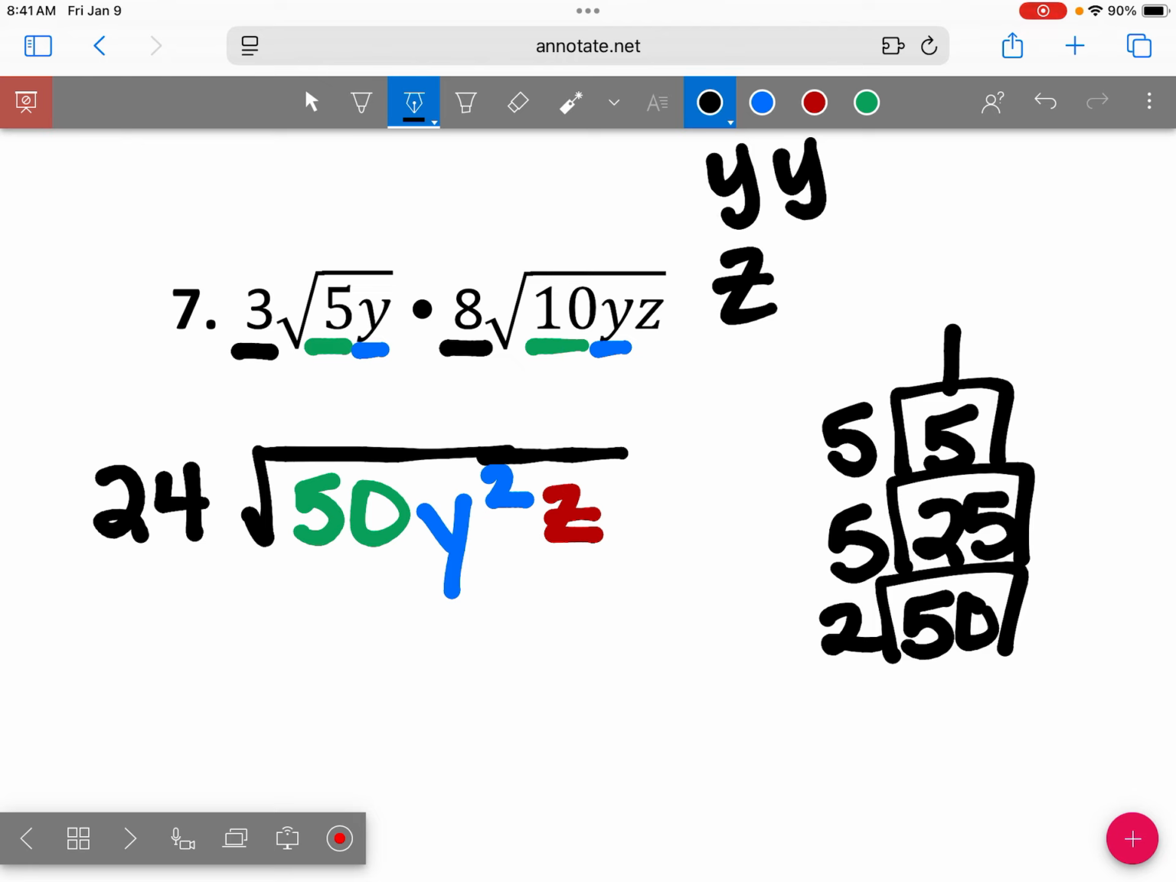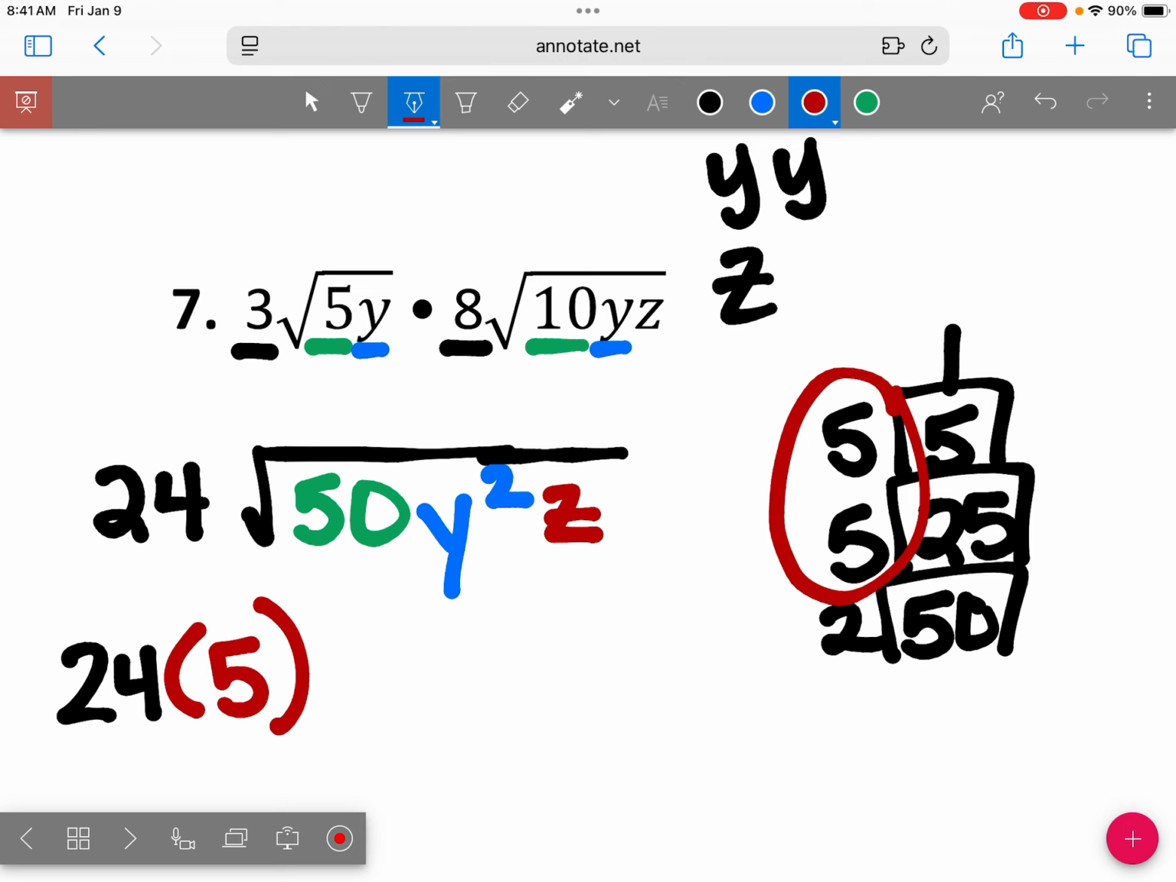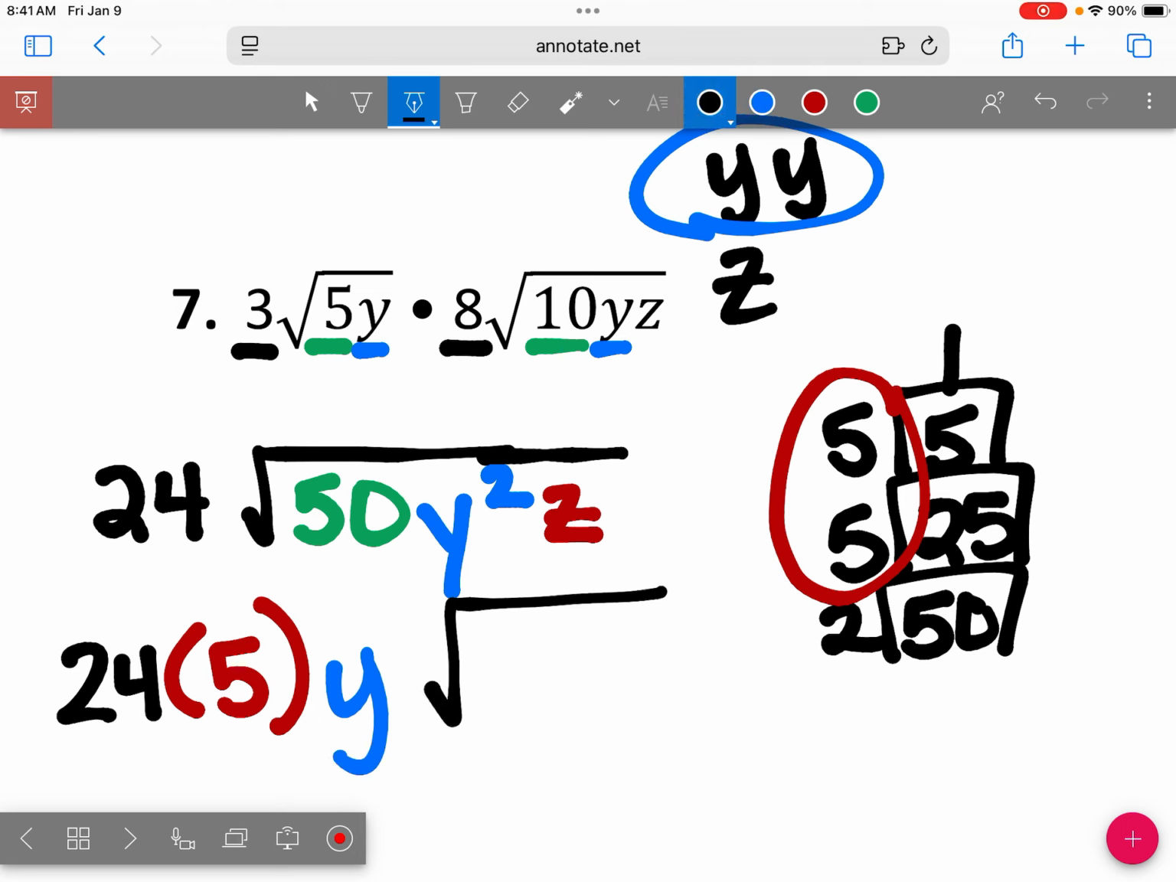Okay, so you should have 1 set of twin 5s. That's going to come out with the 24. I also have a set of twin Ys. That's going to come out. That's all that can come out. And left under, I have a 2 and a Z.